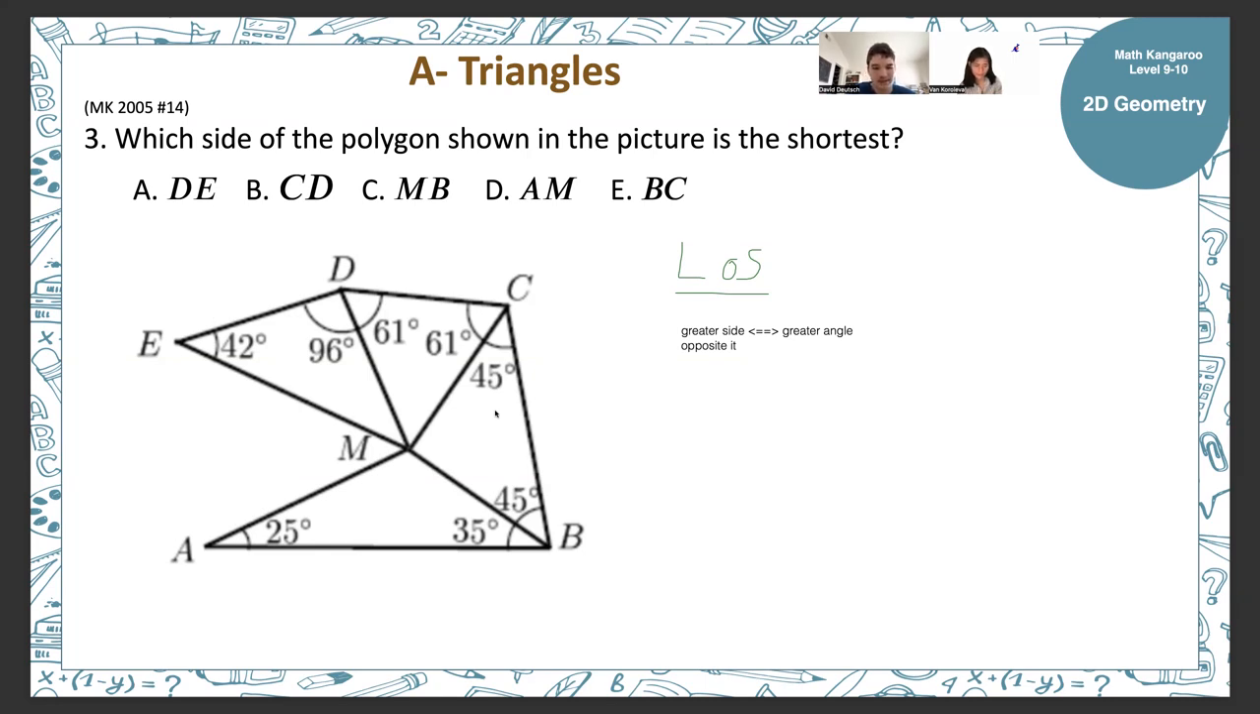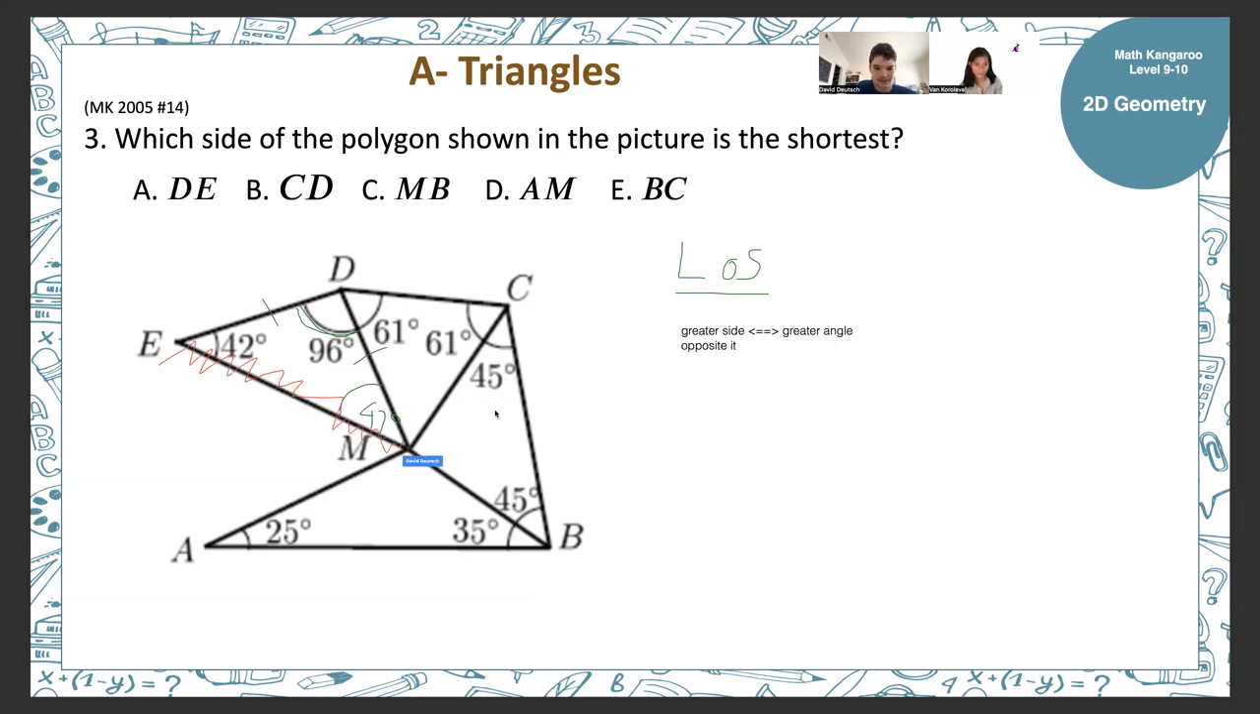I'm going to start with triangle EDM. First of all, if the sum of these angles is 180 degrees, that means that this angle here is also 42 degrees, because 42 plus 42 plus 96 equals 180. That's just doable arithmetic, right? That means that this is an isosceles triangle. These two sides are equal, and EM is clearly larger. EM is bigger because the opposite angle here is very big, and by the law of sines, that means that EM is also very big. So that tells us that whatever the smallest thing is, it's not EM, right?